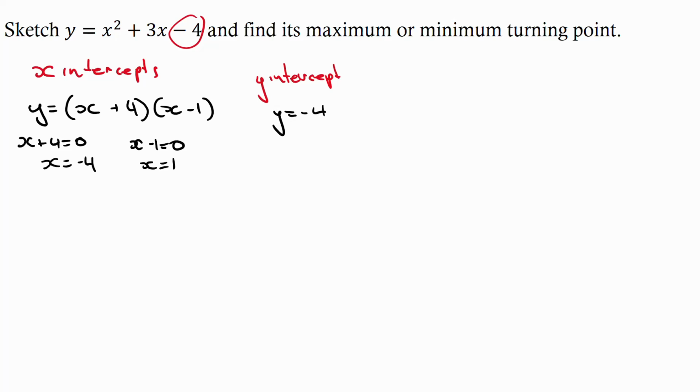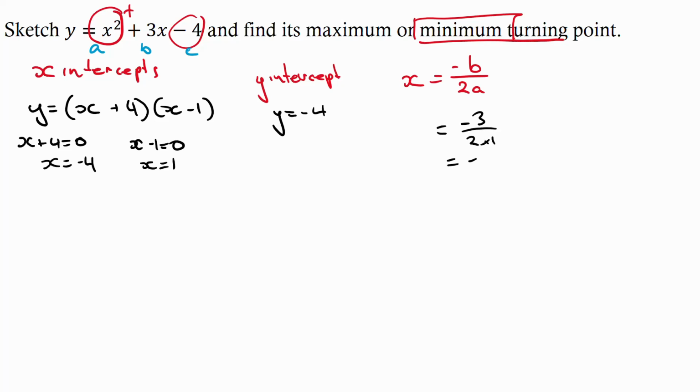If I want to find my maximum or minimum turning point, the first thing I need to find out is if it's a maximum or minimum. So we look over here, my x squared is positive. What that means, remember, is positive is a smiley face, and smiley faces have a minimum turning point. So we know it's going to be a minimum turning point. The next thing we need to find is the x coordinate of where that occurs. So x equals negative b over 2a. A is going to be here, b, c. So we get negative 3 over 2 times 1, so negative 3 over 2. All right, so that's where it's occurring.